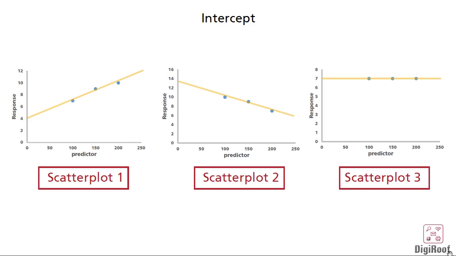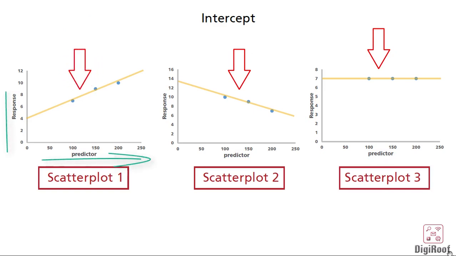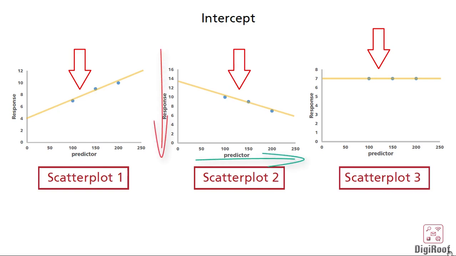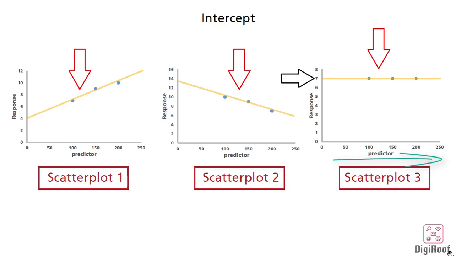Let's understand intercept. Look at the three scatter plots on the screen. We are depicting the predictor variable on the x-axis and the response variable on the y-axis. Let's say, using the points on the scatter plot, we arrive at these three regression lines. In the first scatter plot, the regression line is indicating that an increase in predictor variable is causing an increase in response variable. In the second scatter plot, the regression line is suggesting that the increase in predictor variable would cause a decrease in the response variable. And finally, in the third scatter plot, we can see that the change in predictor variable is not able to cause any change in the response variable. In all these plots, notice the location of the regression line where the predictor variable is 0. The value of response variable at this location where predictor is 0 is known as intercept.